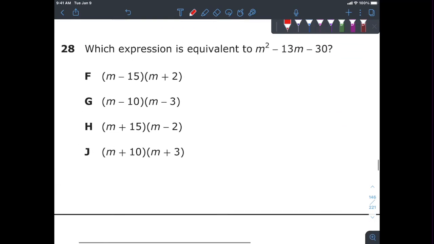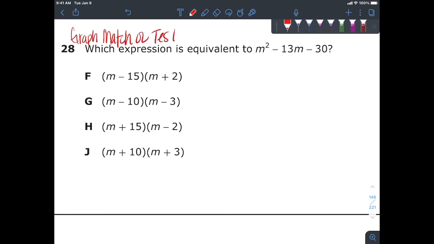Number 28. Which expression is equivalent to this? So here they're asking us to factor. Now, I could go ahead and do a graph match or a test. And I can also use a polyroot to backtrace this. So I'm going to go ahead and just factor this normally. So a times c, negative 13. And this tells me that I have one negative, one positive, and that the negative is larger. And there are my numbers. So now I can go ahead and split this apart.